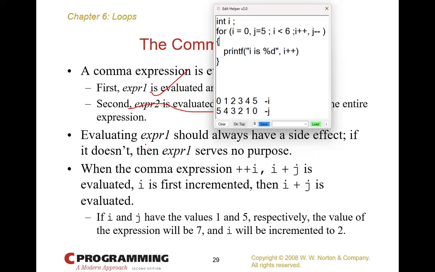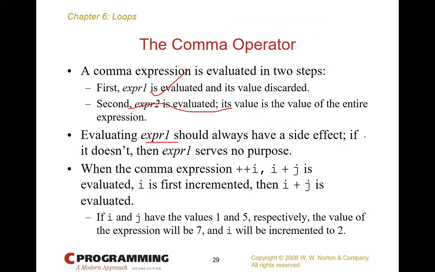Evaluating expression 1 should always have a side effect. If it does not have a side effect, then expression 1 serves no purpose. When the comma expression plus plus i, i plus j is evaluated, i is first incremented, then i plus j is evaluated. So here is the idea. If you have such an expression, we first increment i, and then we do the addition of i and j.